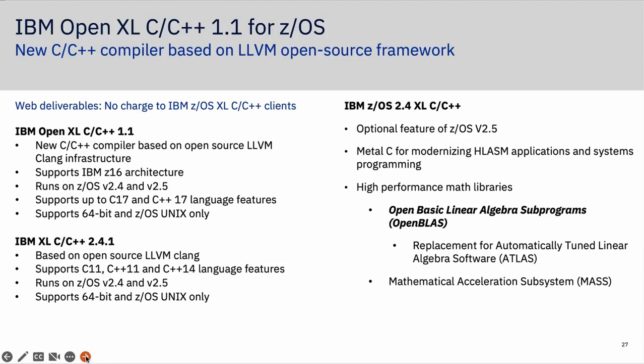And recently with C16, we shipped Open XLC and C++. This is really the full transition to the Clang LLVM technology. It has full exploitation of the Z16 hardware and more up-to-date language support, but it still is running on 64-bit and USS only. We have plans to move it to MVS to put in 31-bit support, and then also Metal C support over time. So let's move to the next chart.